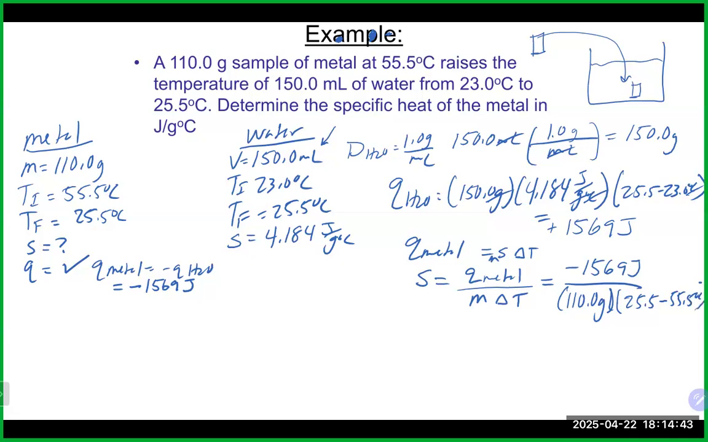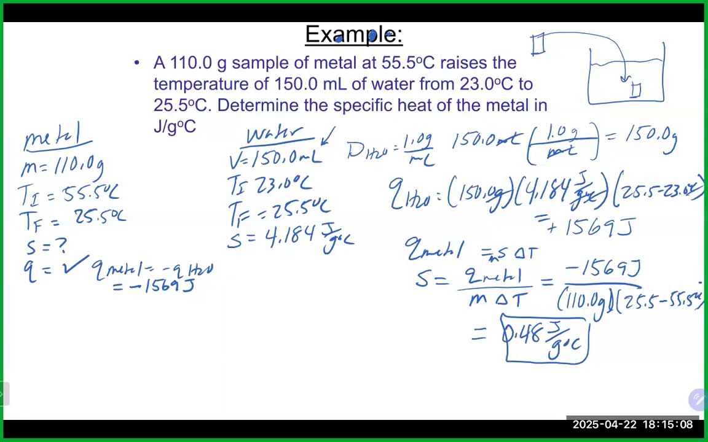Try to squeeze it in. And popping that into our calculator, 1569 divided by 110 divided by basically 30, going to get us a specific heat capacity of 0.48. Again, none of the units cancel. Joules per gram per degree Celsius. Okay. Questions on any of that?